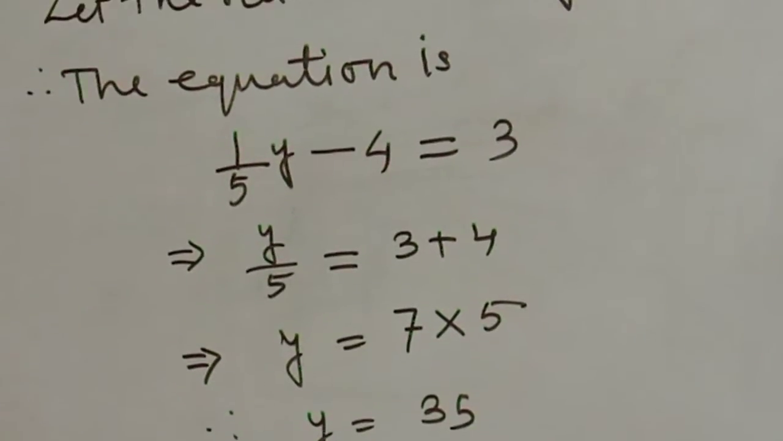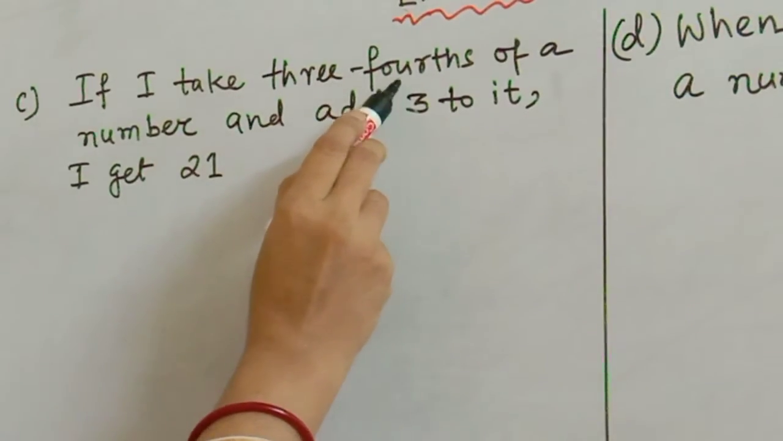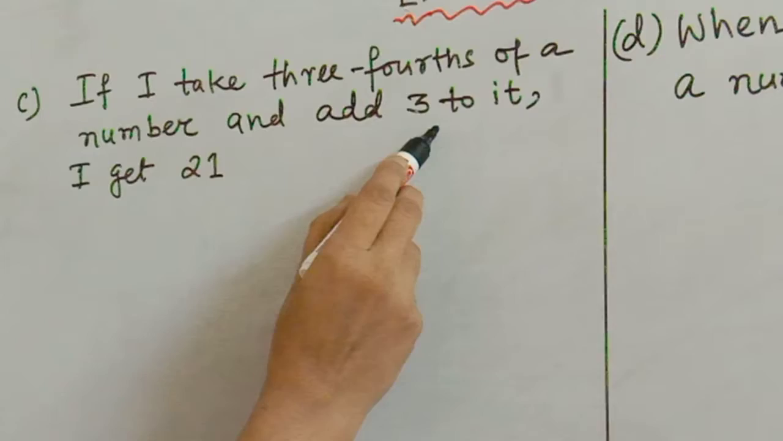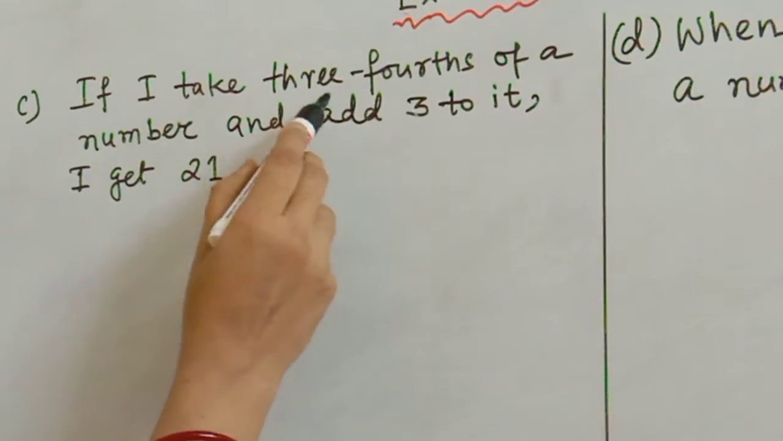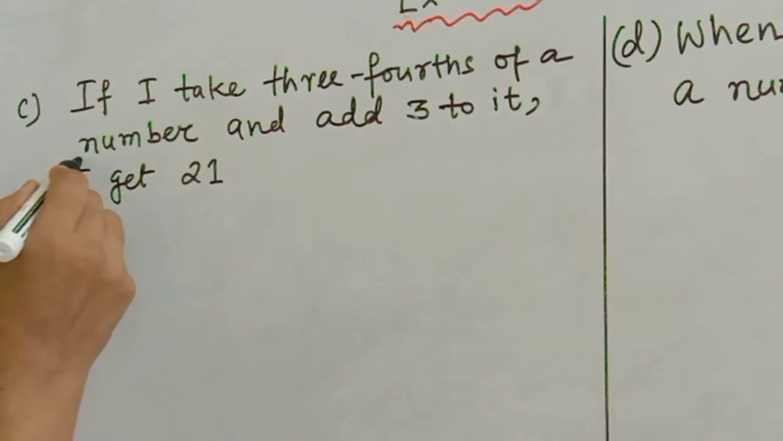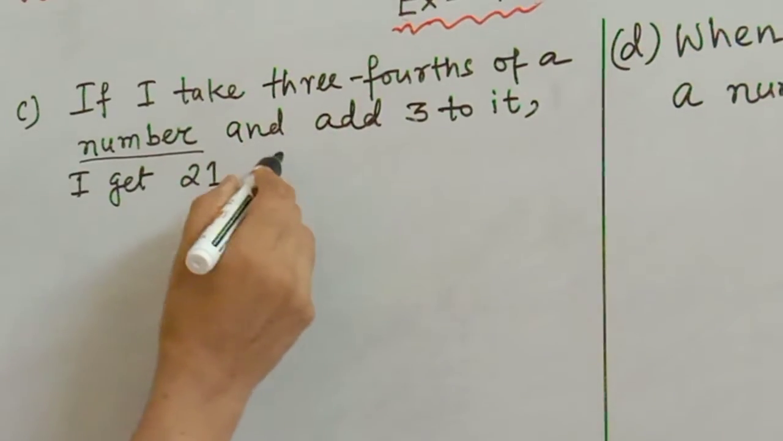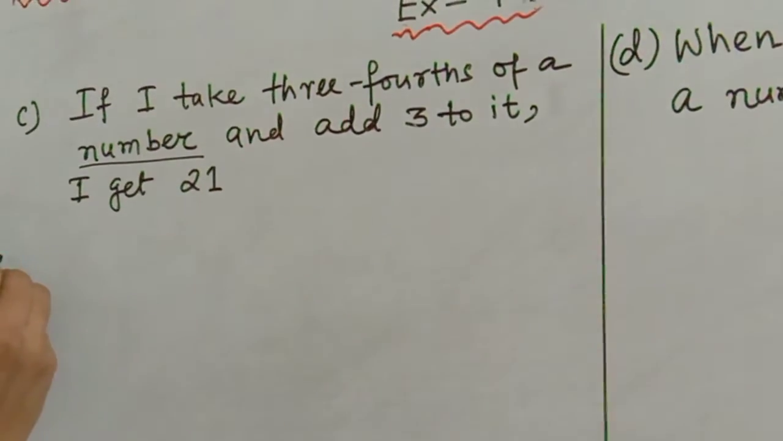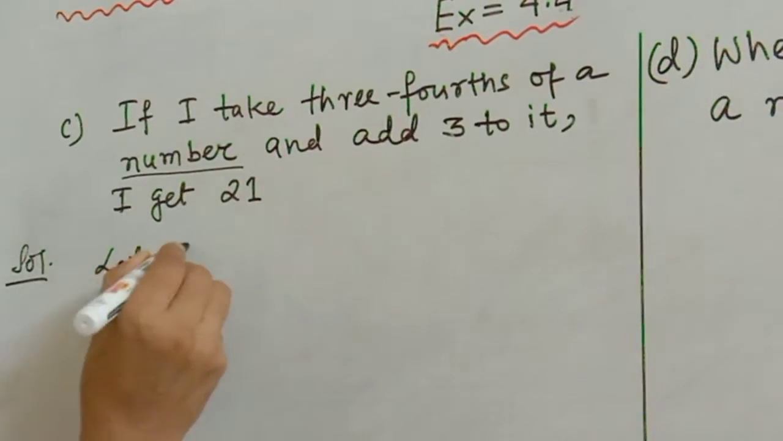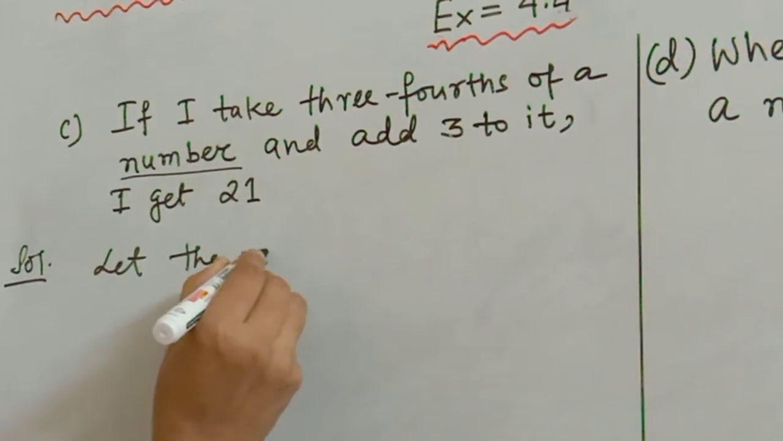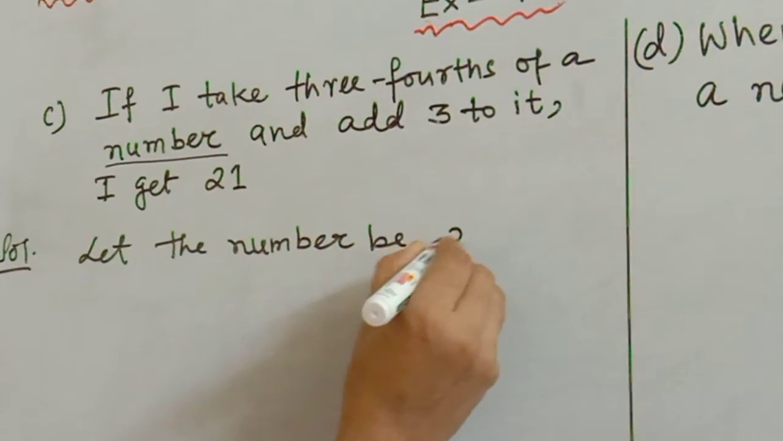Next is question C. If I take 3/4 of a number and add 3 to it, I get 21. 3/4 of a number means 3 by 4 of a number. This is the variable I have to take for this number, and add 3 to it. So start the sum. Let the number be x.